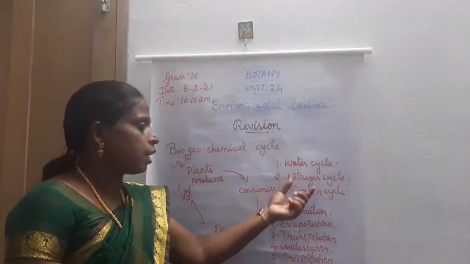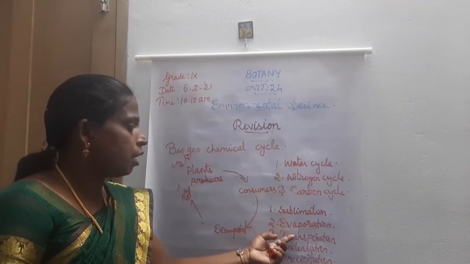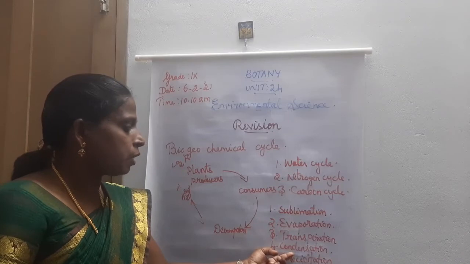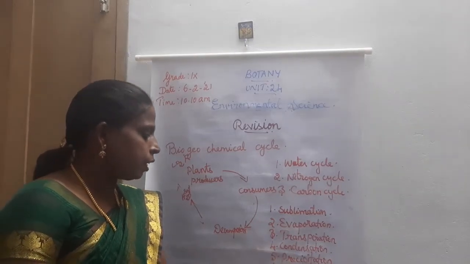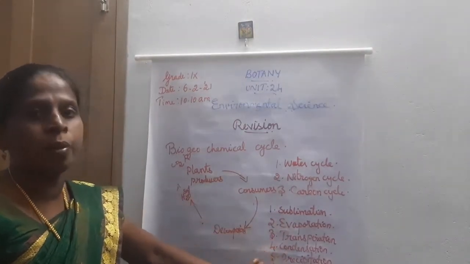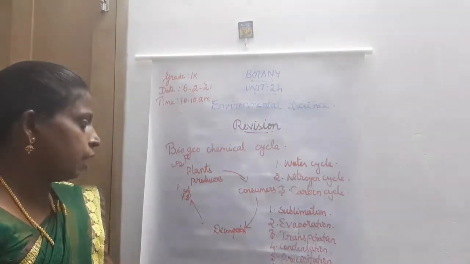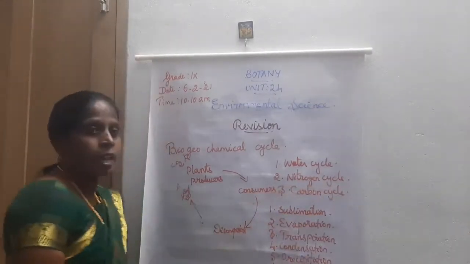So in the water cycle, the processes are sublimation, evaporation, transpiration, condensation, precipitation, runoff, infiltration and percolation. So this is the detailed answer, an important detailed answer, you can learn it. So the next process is the nitrogen cycle.